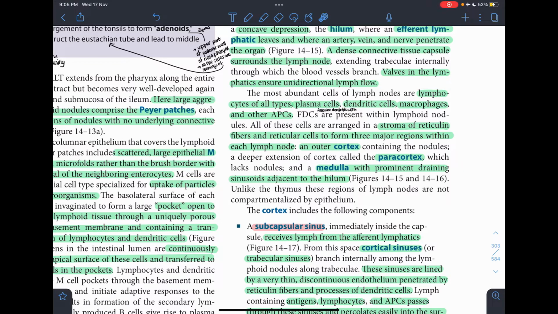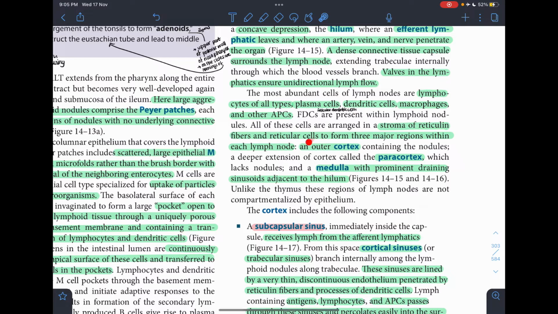So the cortex contains the nodules, whereas the pericortex does not contain nodules. So that's how you differentiate them. In a cross section, for example, if we saw nodules we know this is the cortex. If we didn't find nodules we know we are in the pericortex. If we found medullary sinus and medullary cords we know we are in the medulla.